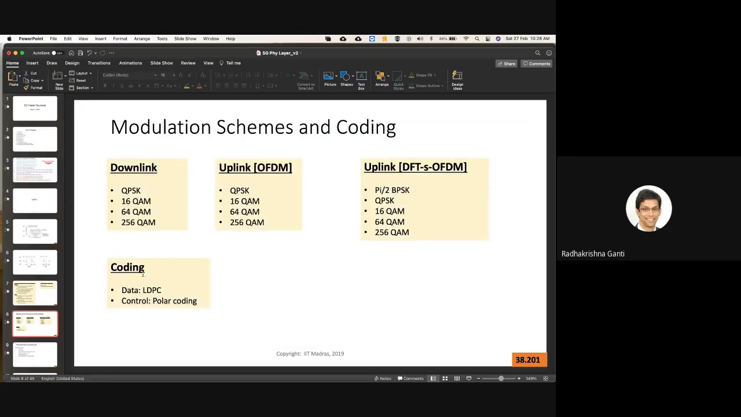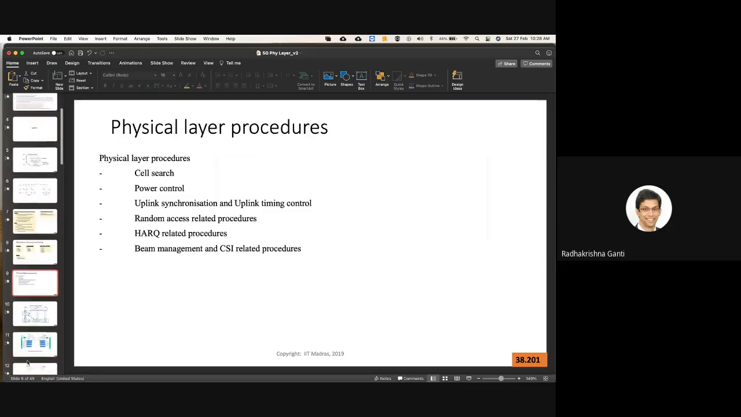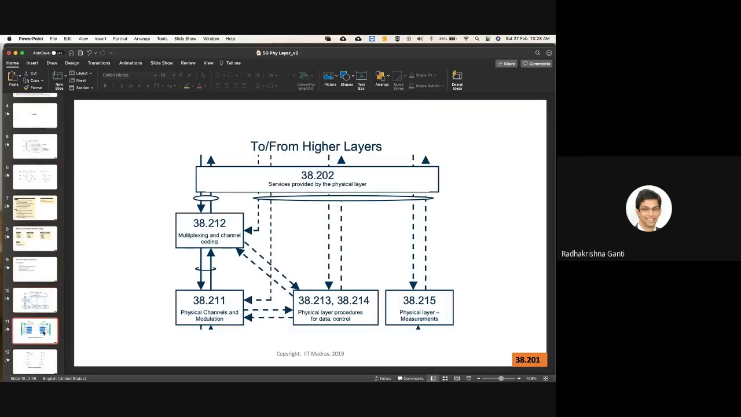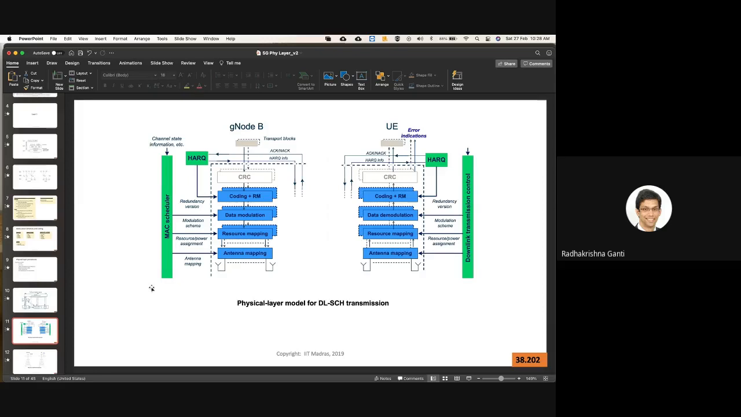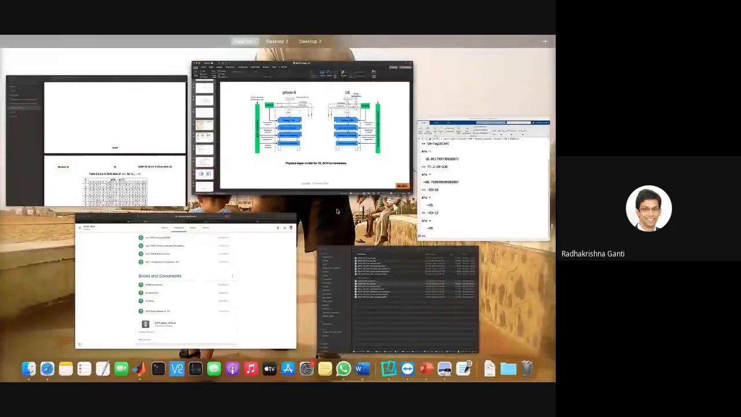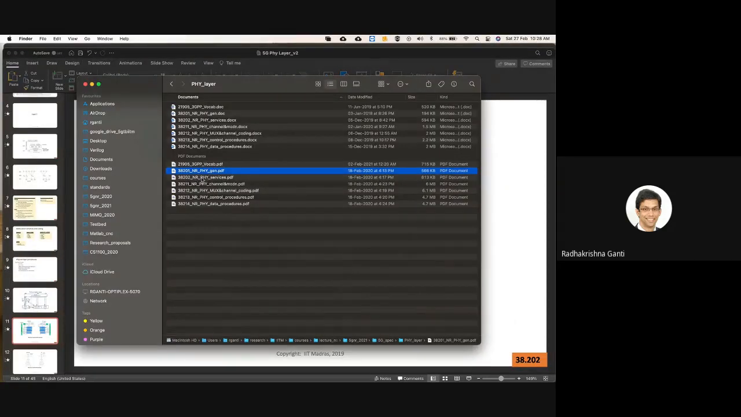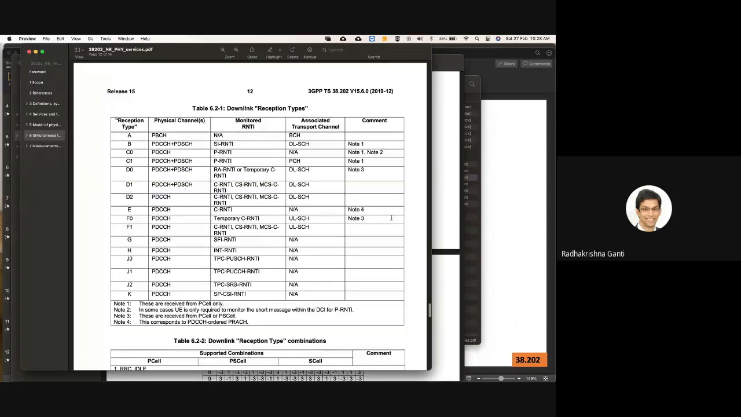These are the same things that are there in 38201. I just made slides for that. We saw the physical layer procedures, and this one also we saw. So now, in 38202, what is there? Let's open 38202. This is a very small document, so I am going very fast.